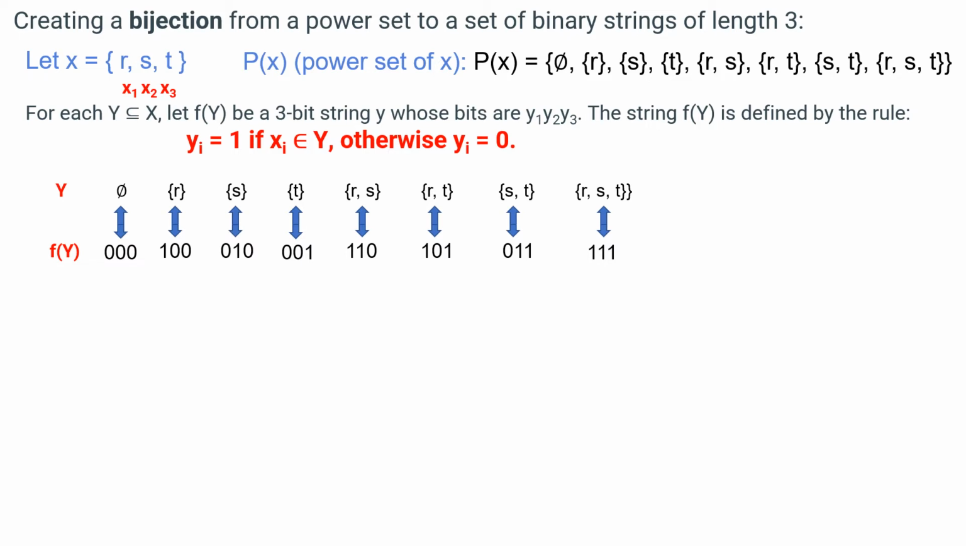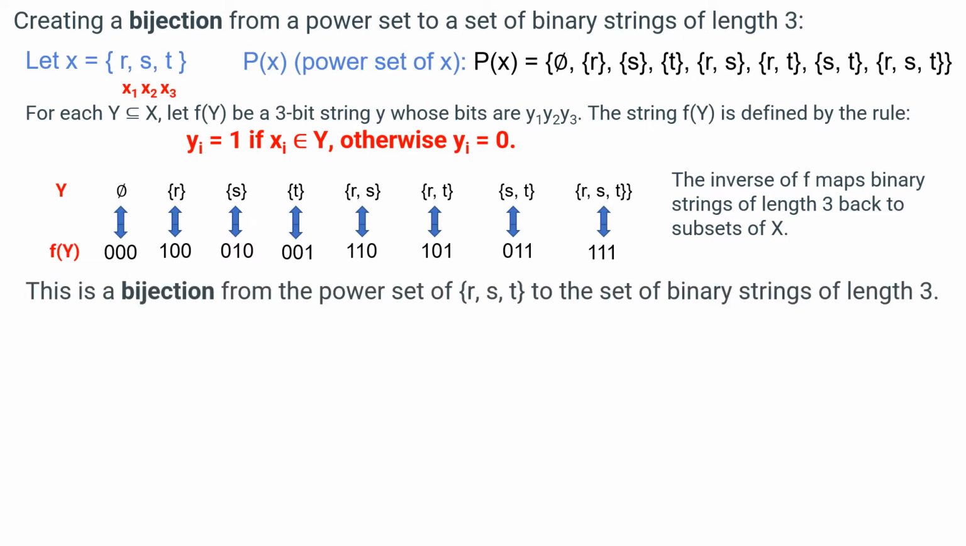So we see that there's a clearly defined mapping such that we go one way and then going back the other way, using the same rule, we end up with the same thing. So the inverse of F maps binary strings of length 3 back to those subsets of X. So we would say there's a clearly defined inverse here. So therefore, we could call it a bijection.